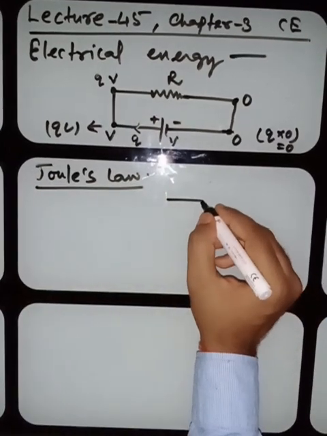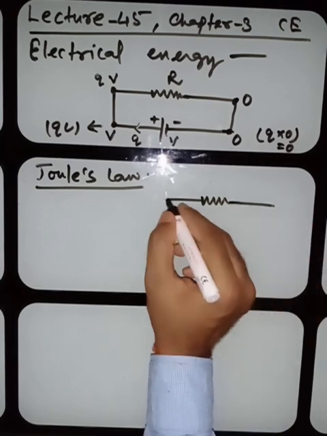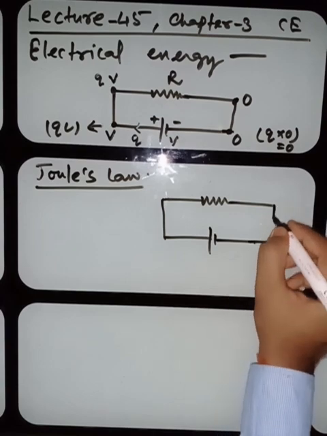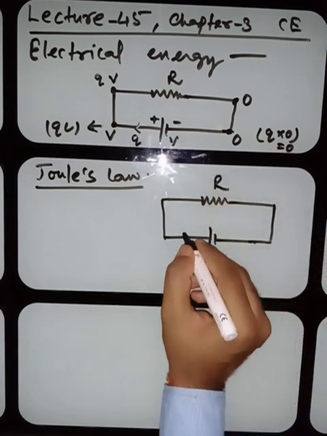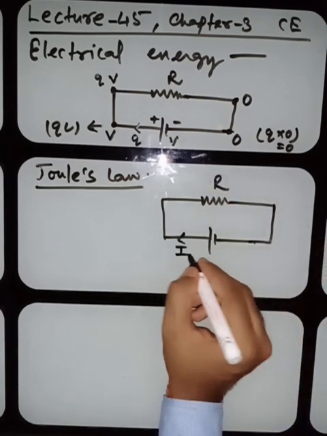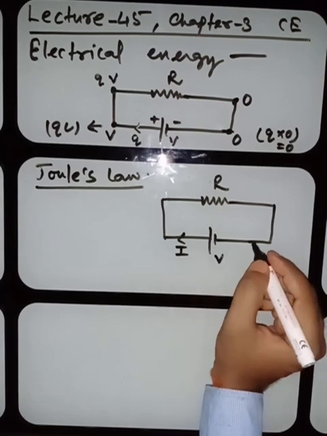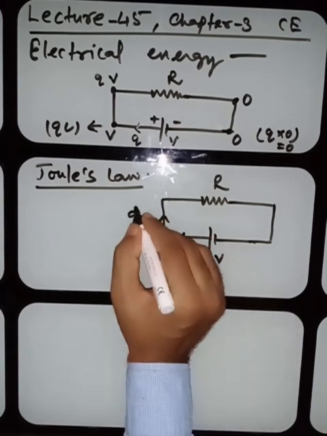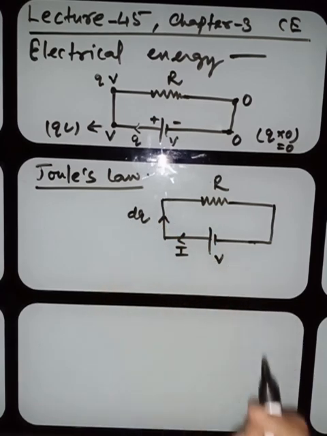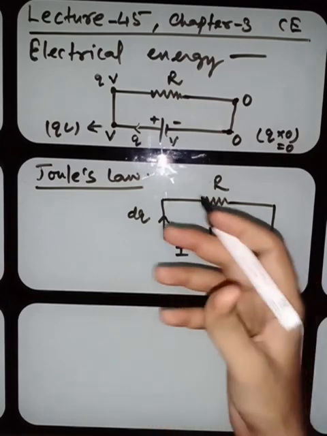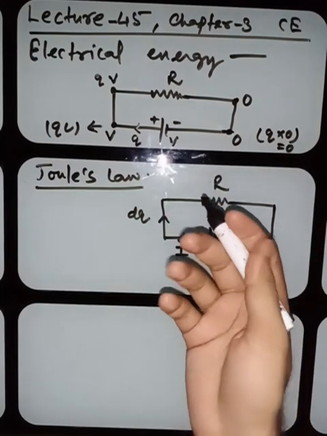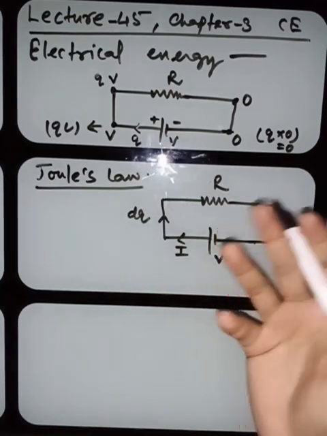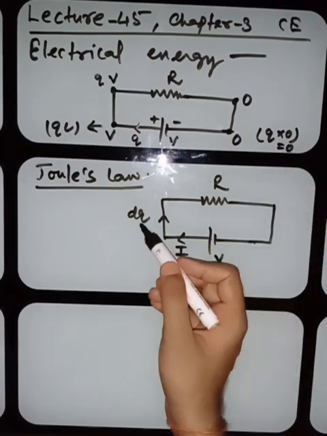This is the resistance, battery, resistance R, the current driven by this battery of voltage V. All right, now suppose as this switch is on, a very small amount of charge dq starts flowing through the circuit. Remember, without the flow of charge, or without the study of the conventional flow of charge, we cannot study the current. That's why I have mentioned the charge over here.